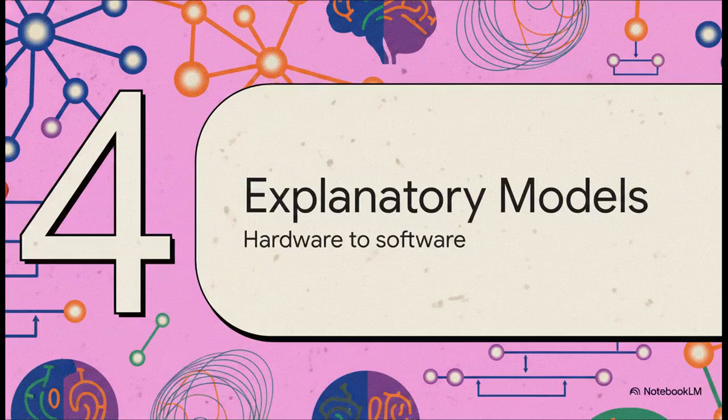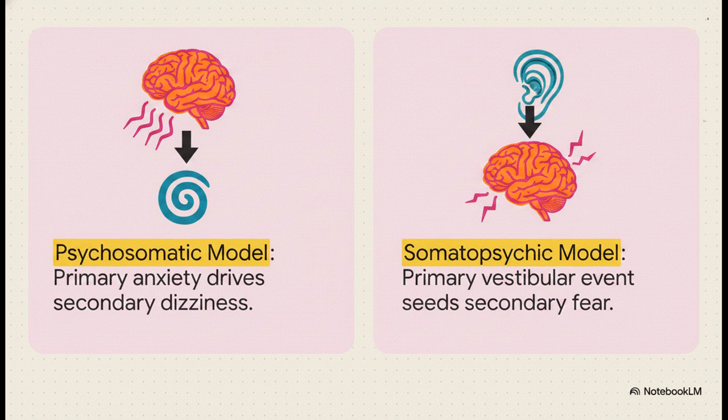All right, section 4. 3 clinical explanatory models. We've looked at the hardware, so let's translate this anatomy into clinical software to explain exactly how this malfunctions in the patients sitting across from you. Let's contrast the first 2 models side by side. In the psychosomatic model, the anxiety disorder is the boss. It's the primary driver causing autonomic arousal and hyperventilation, which then creates secondary dizziness.